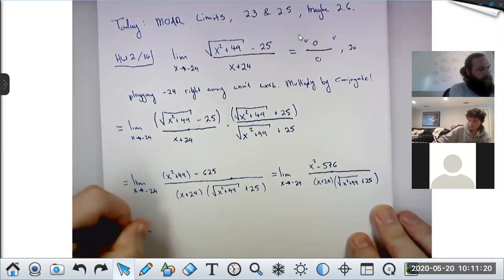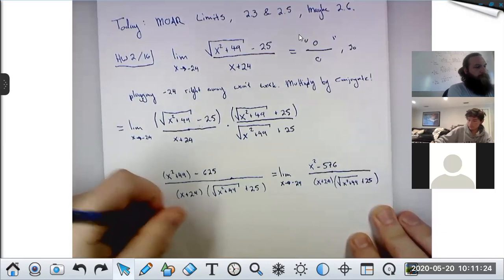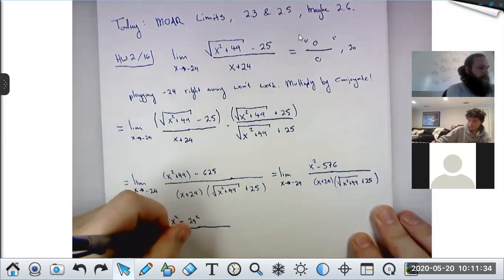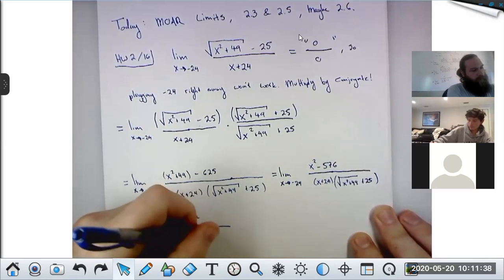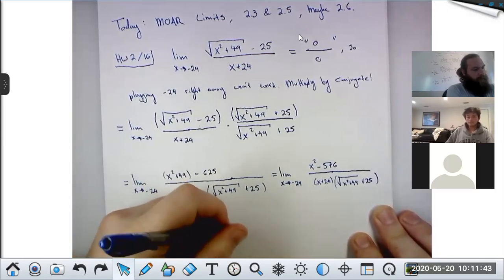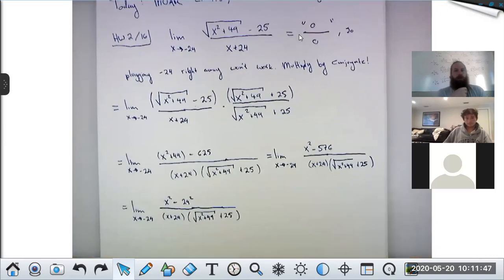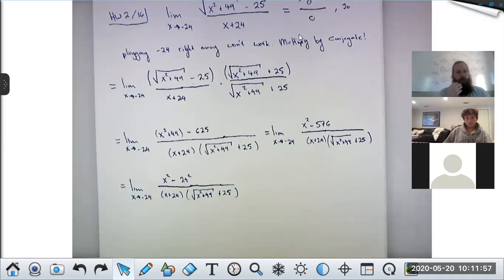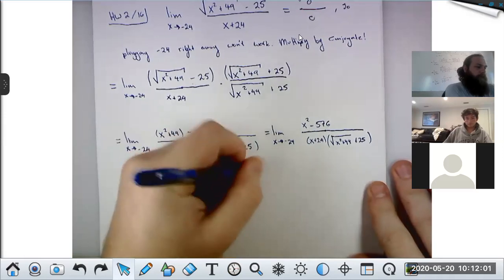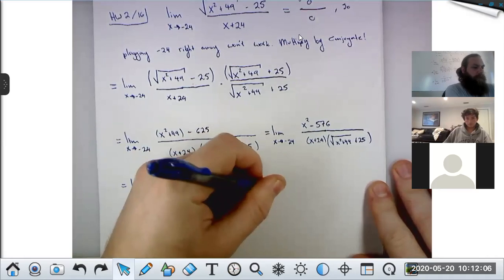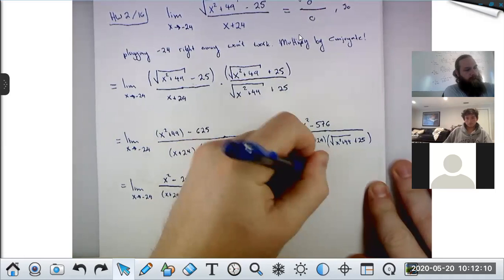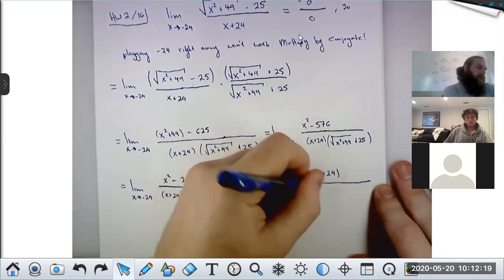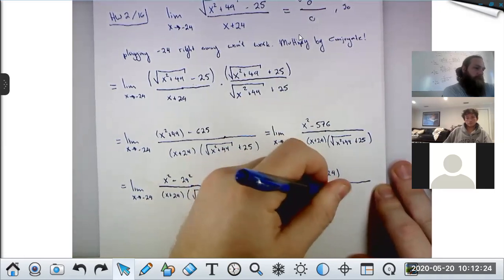This is the limit as x approaches negative 24 of x squared minus 24 squared over x plus 24 times the square root of x squared plus 49 plus 25. Right. So that numerator will factor as a difference of squares. It'll factor as x minus 24 times x plus 24, the same way x squared minus 1 factors as x minus 1 times x plus 1. So this is the limit as x approaches negative 24 of x minus 24 times x plus 24 all over x plus 24 times the square root of x squared plus 49 plus 25.